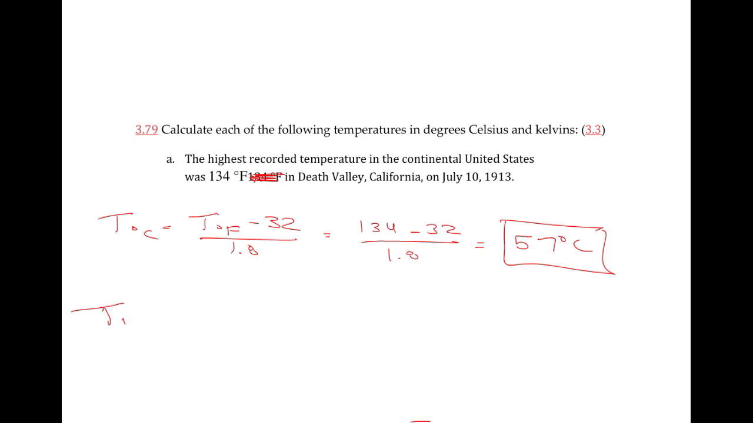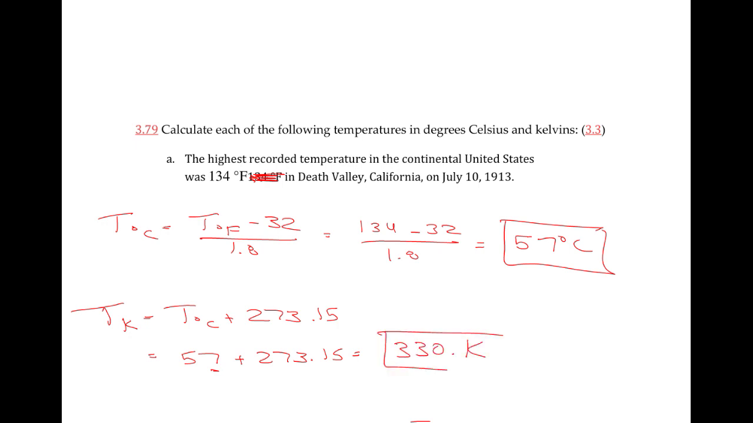And the temperature in degrees Kelvin, the way we convert that is we take the temperature in degrees Celsius and we add 273.15. So we're going to take 57 and add 273.15. And since 57 only goes to the ones place, our final answer can only go to the ones place, so we end up with 330 Kelvin. So there's our temperature in degrees Celsius and our temperature in degrees Kelvin. And you should be able to convert from temperature in degrees Celsius into temperature in Fahrenheit as well.